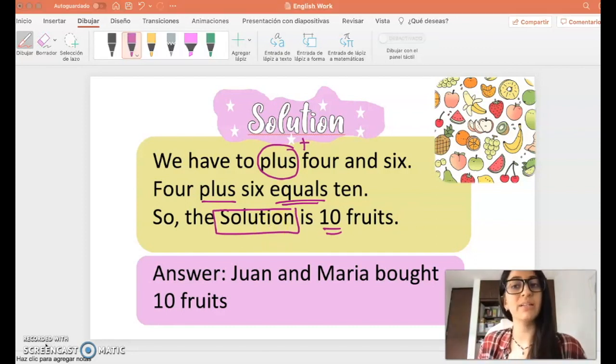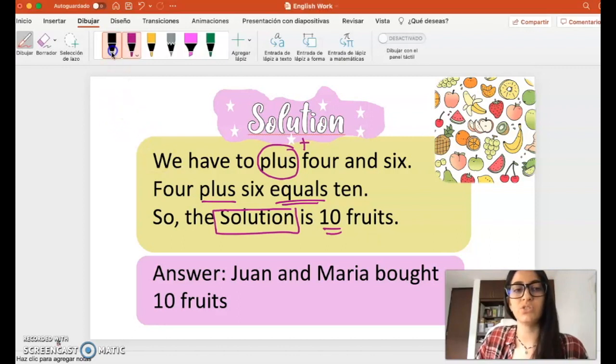Don't forget to answer the question in the problem. It's very important in math. Write the answer. Like Juan and Maria bought 10 fruits. Sometimes students don't write this part, and it's very important to write what is the solution of the problem.